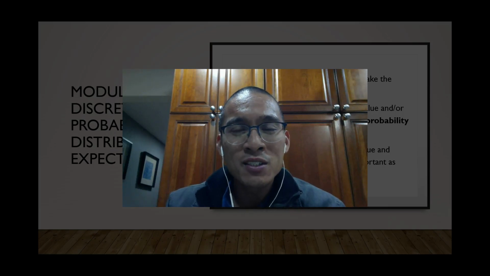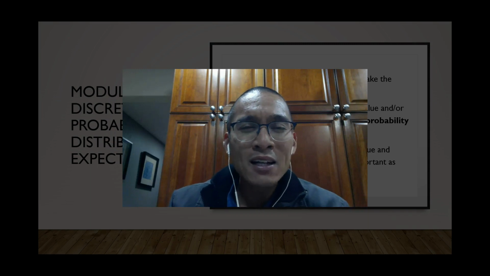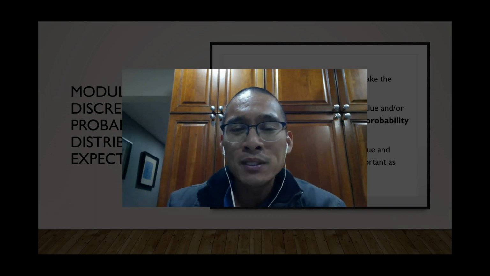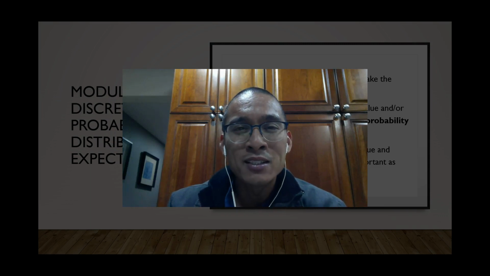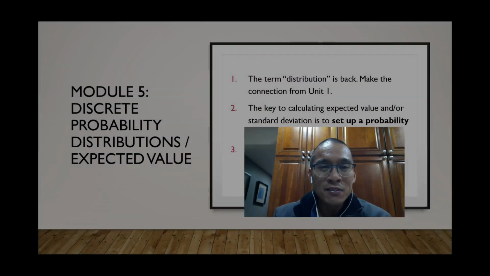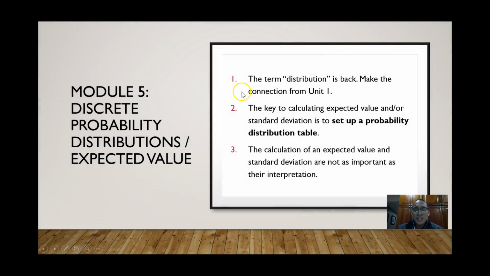We're going to continue our discussion with probability by now looking at what we call discrete probability distributions. And specifically, we're going to be learning how to calculate things such as expected value and standard deviation. So let's think about the things that we're going to be seeing in this module.